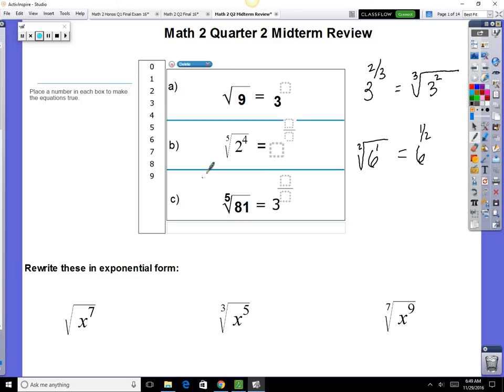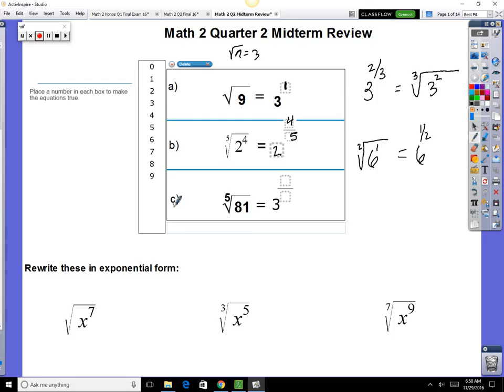So here we go, ABC. Square root of 9. Okay, square root of 9, that's a perfect square. Square root of 9 is just equal to 3, or 3 to the 1. So that's kind of a trick question. B, okay, now all the pieces are there, we just got to put them in the right spot. So 2 is going to be the base, and 4/5 will be your exponent.